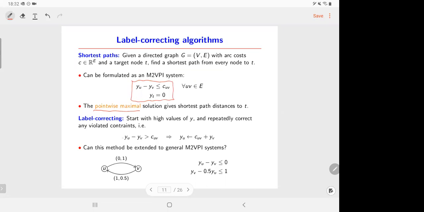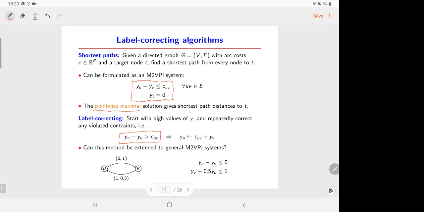So, right, here's exactly what I mean. When you run the label correcting algorithm, if you have a constraint that is violated, then you pick it and set it to equality, and you keep repeating this. Now, what Bellman and Ford show is that this algorithm terminates in n iterations if there's no negative cost cycle in the graph. In fact, it's if and only if. So a natural question is to ask whether this label correcting framework can be extended to general 2VPI systems.